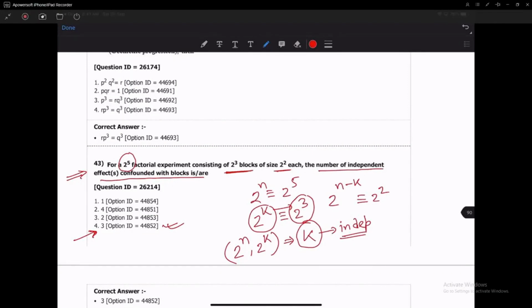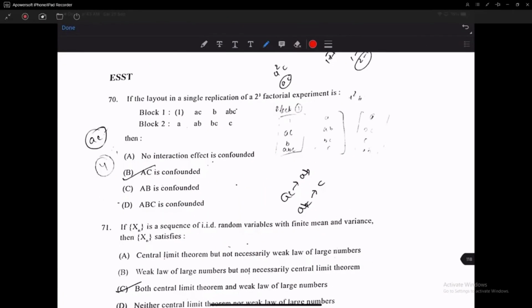Now let's go to the next one. In question number 70, you can see the layout of a single replication of a 2 cube factorial experiment. The blocks are given to us, and the first block is basically the key block as 1 is present. We just have to check the confounded effect. How can you check that? First check with the first one. Let's check whether AC is confounded or not.